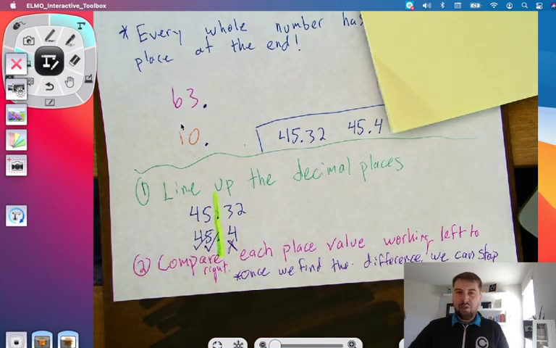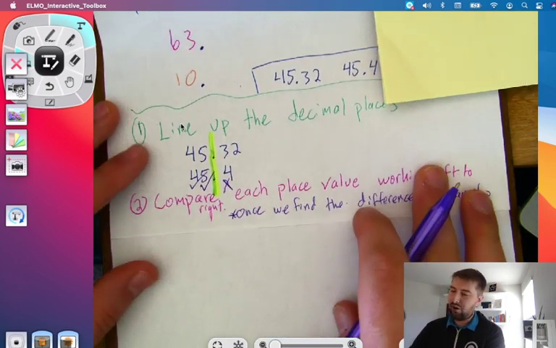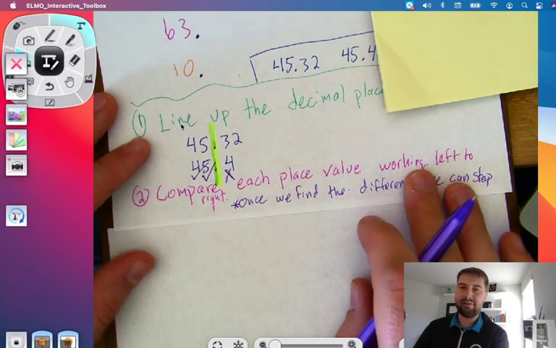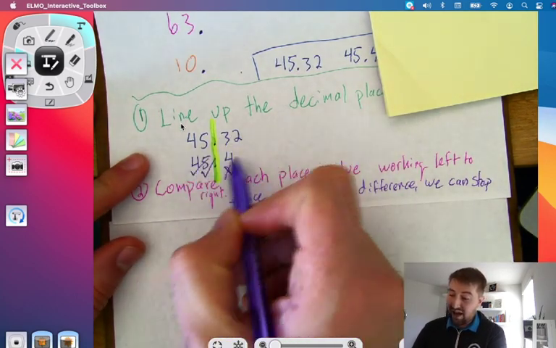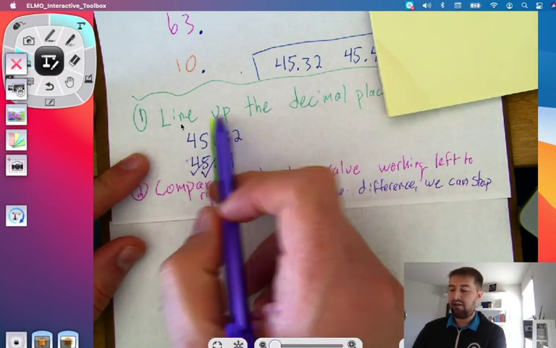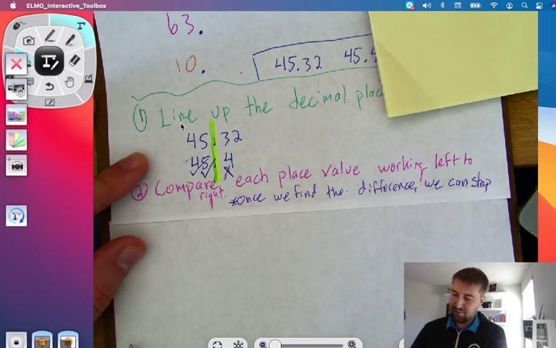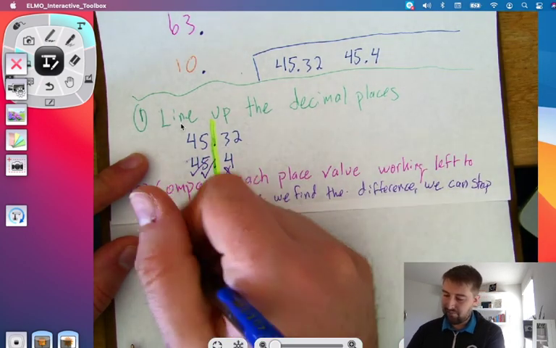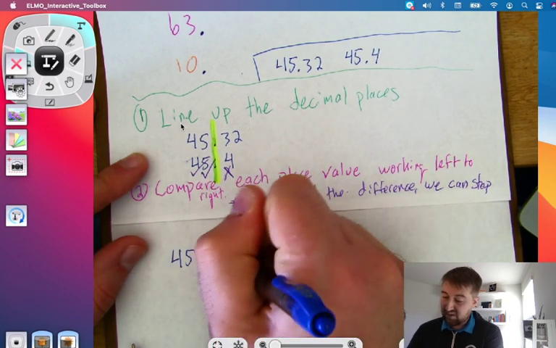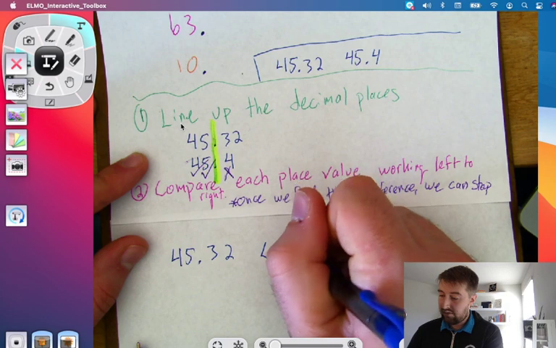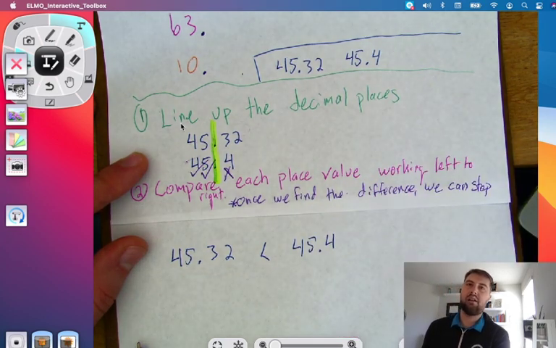So we're now comparing that 3 and that 4. And I know you can tell me that, hey, 4 is greater than 3. I would rather have 4 carrot sticks than 3 carrot sticks, so 4 is greater than 3. That means 45.4 is greater than 45.32. So we'll write that down here, and I'm going to write it in blue because we've written our numbers in blue so far. 45.32 is less than 45.4 because the tenths place was bigger.